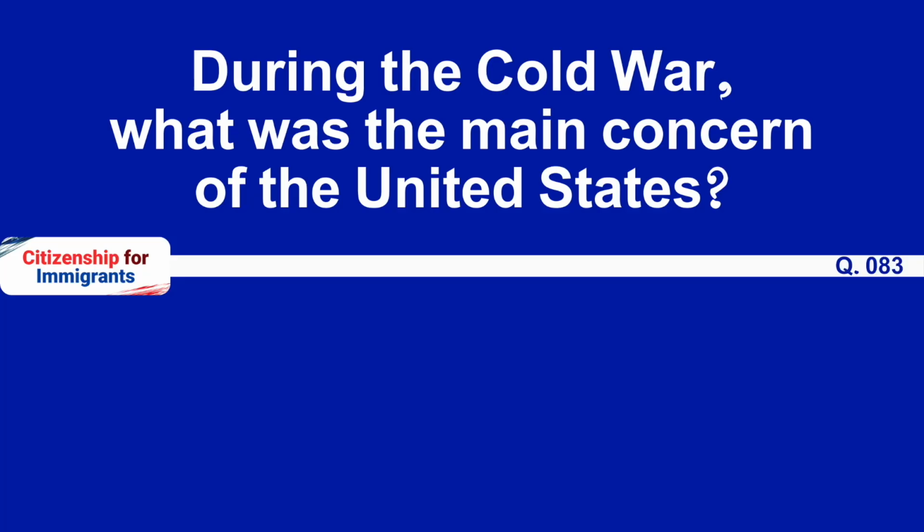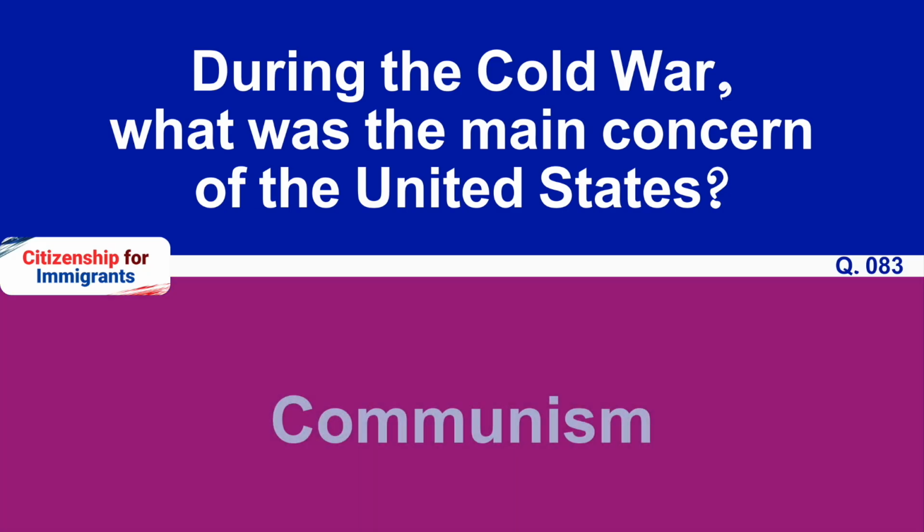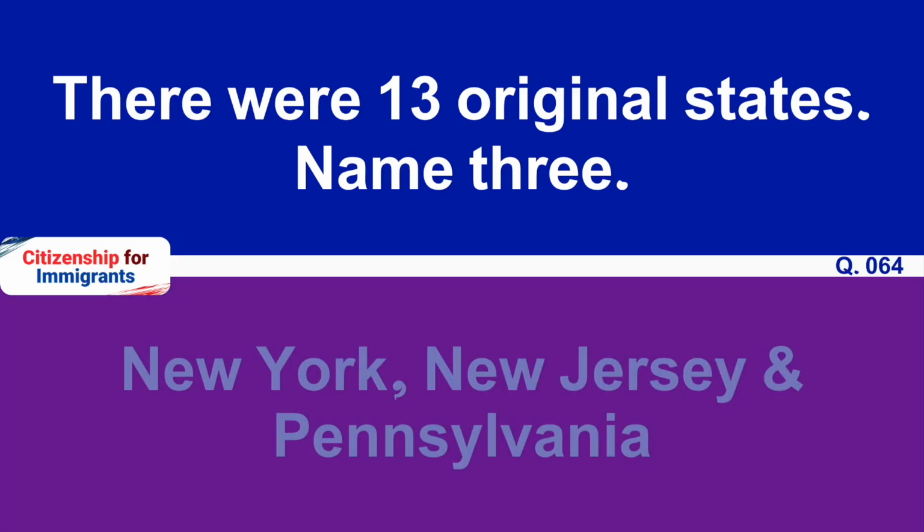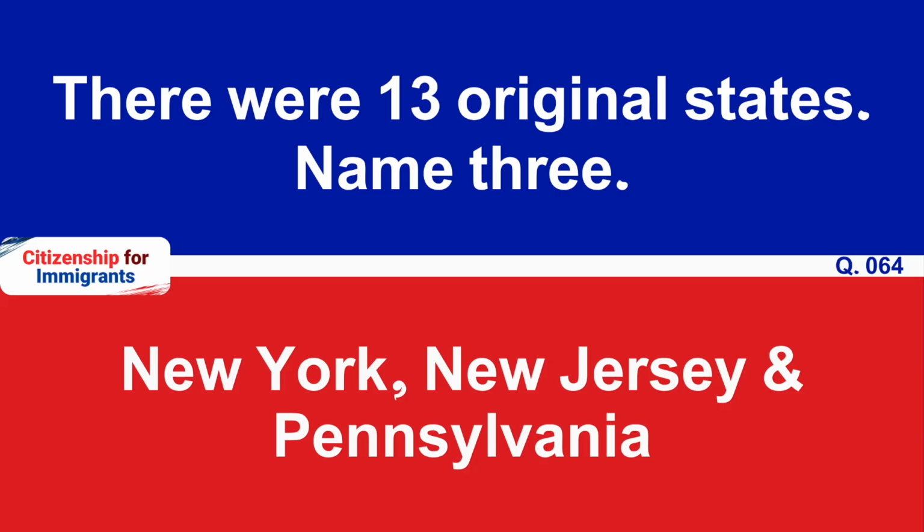During the Cold War, what was the main concern of the United States? Communism. There were 13 original states. Name 3. New York, New Jersey, and Pennsylvania.